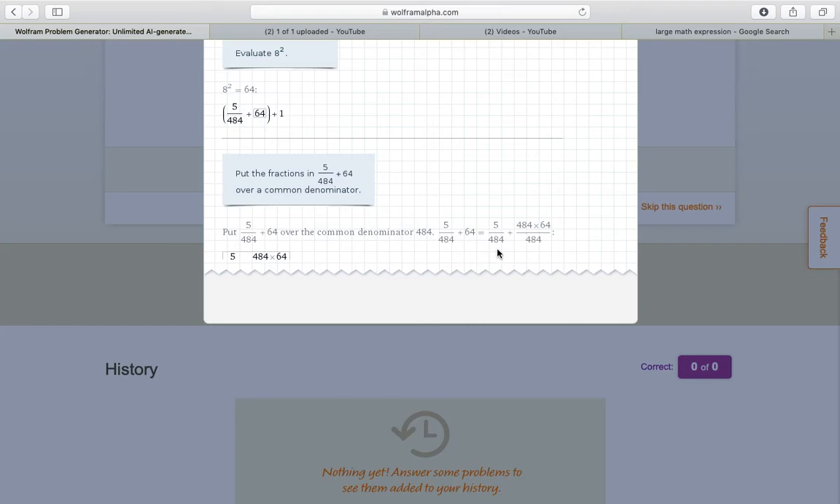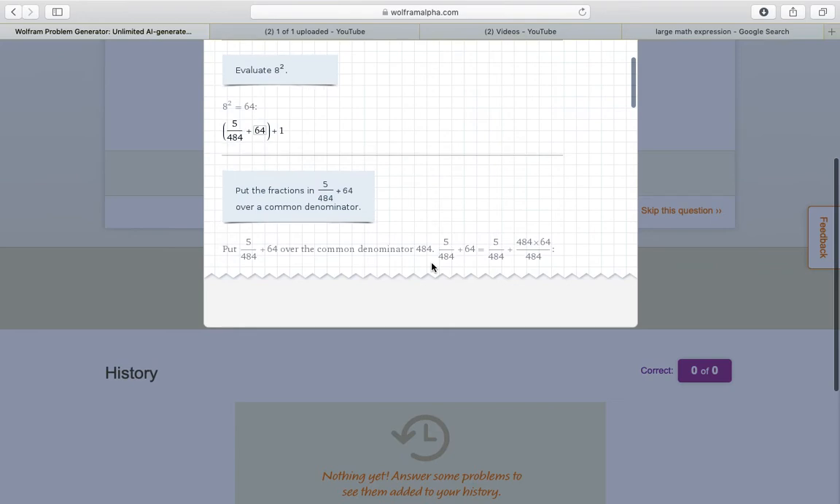So they did it by multiplying both sides. Well, they multiplied this, they have 5 over 484, and they multiplied the numerator by 484 and the denominator by 484, and you could think of 64 as 64 over 1. So if you multiply the numerator and denominator by the same number, you don't change anything. So in this case, both the numerator and denominator are multiplied by 484. So you could cancel them out, but in this case, because we want this in the denominator, we're going to get a great big number in the numerator. Okay?